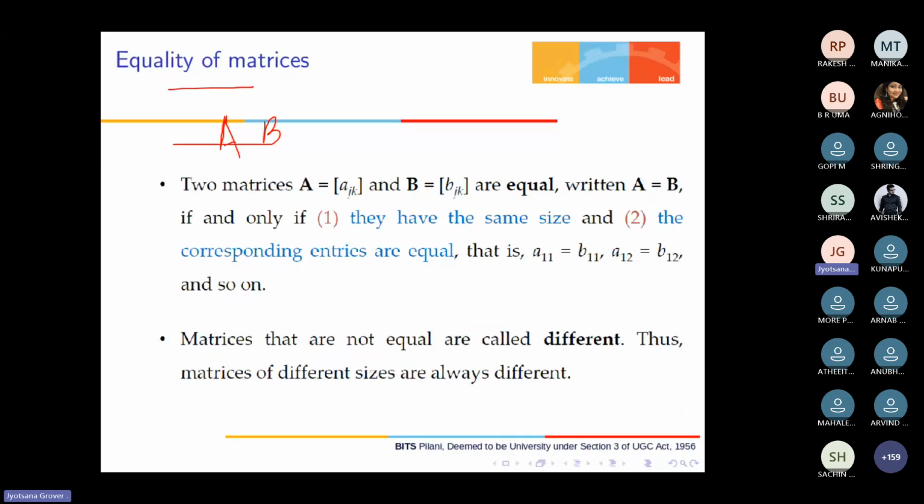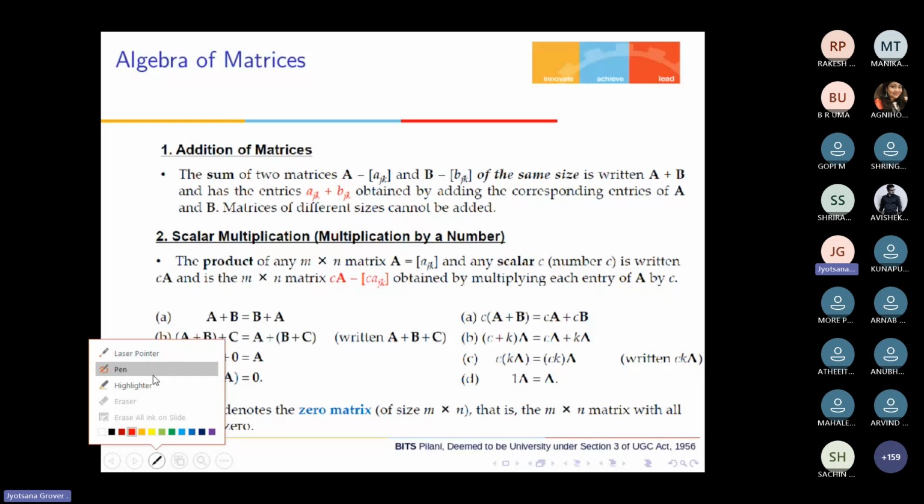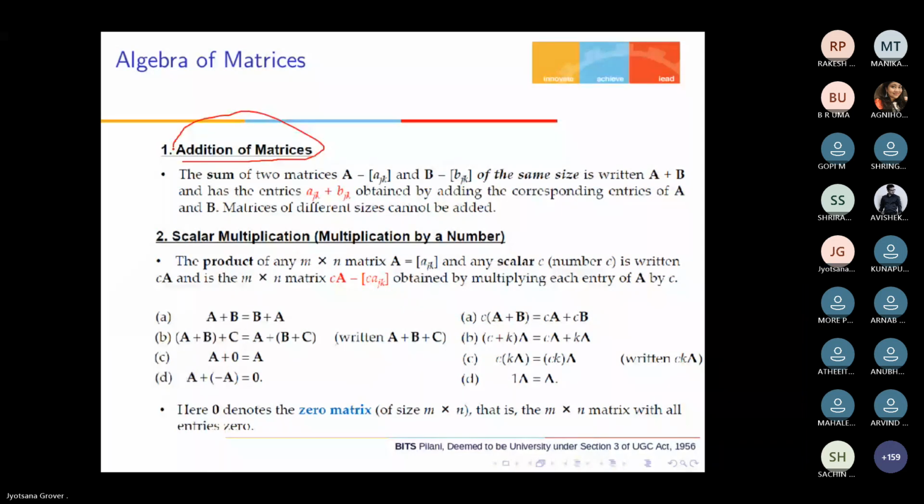Please mute. Okay, now we have to do addition of matrices. When do you say two matrices can be added? You can add two matrices if both are of the same size. That means both should contain the same number of rows and the same number of columns. For example, if A contains 3 rows and 4 columns, 3 into 4, then B also should contain 3 rows and 4 columns. Then only you can add.